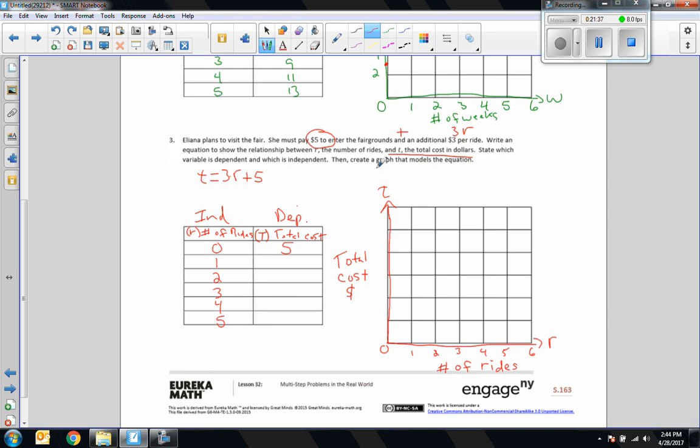And if I go up to, let's see, I just want to see what I'm going to get if I plug in 1. If I ride 1 ride, 3 times 1 is 3, plus 5 is 8. So I'm increasing by 3 every time, so this is going to be 11, plus 3, plus 3, plus 3. So my biggest number on my T axis is 20. If I go 5, 10, 15, 20, I can do it that way. And it's multiples of 3. 3, 6, 9, 12, 15, 18.